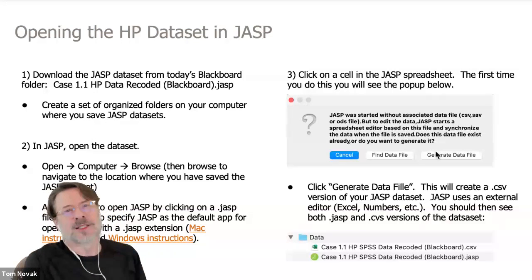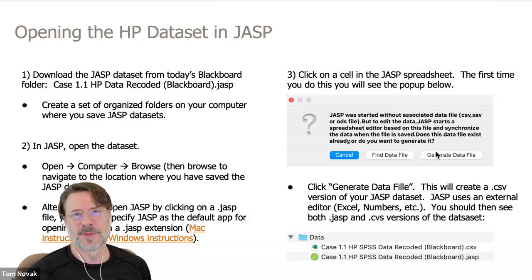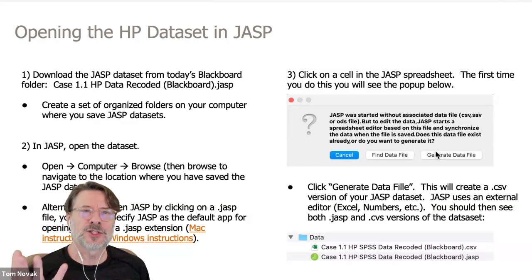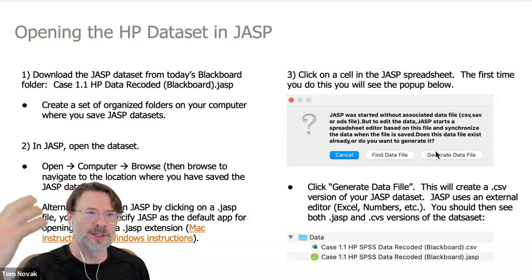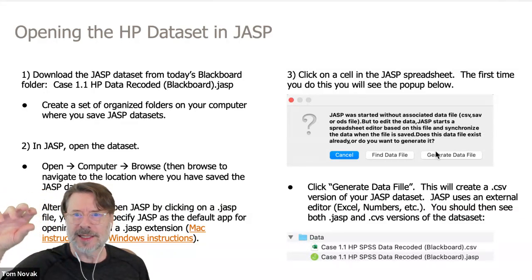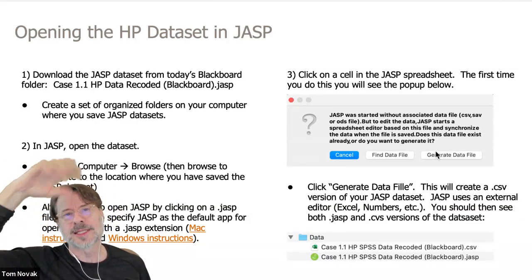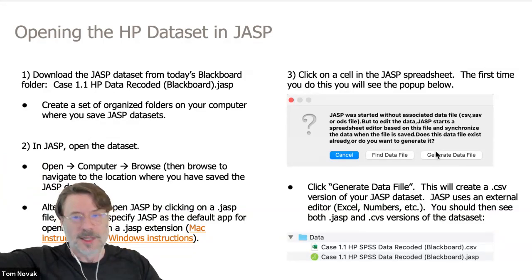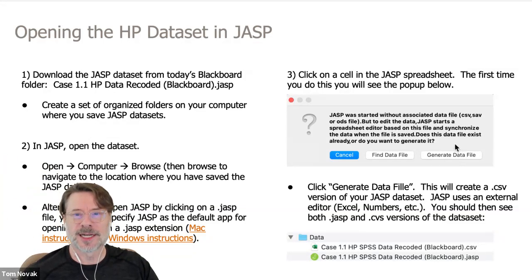What this is saying in English is you've opened a JASP file, but JASP does not have a way to edit the data. So it needs to use, say, Excel. So JASP is looking for a CSV, comma-separated values file, to edit, but there isn't one. So you should generate one the first time.